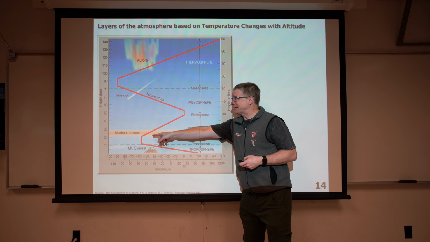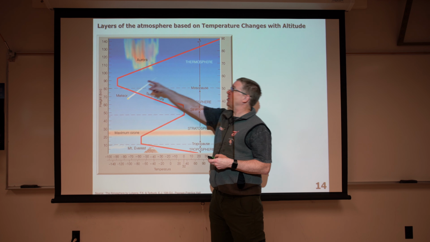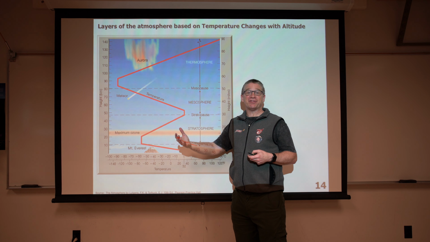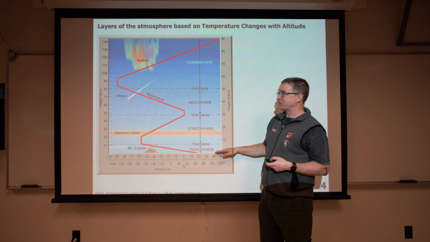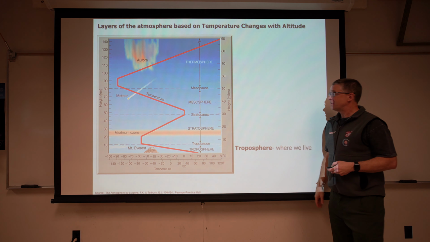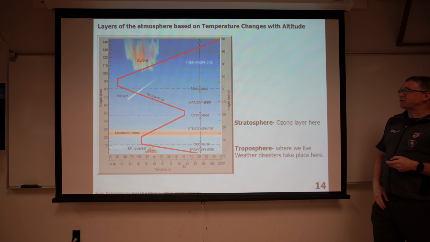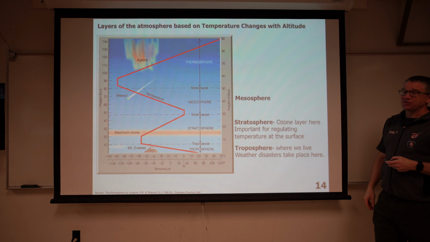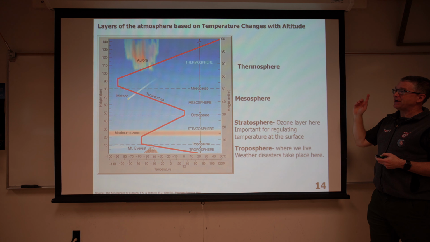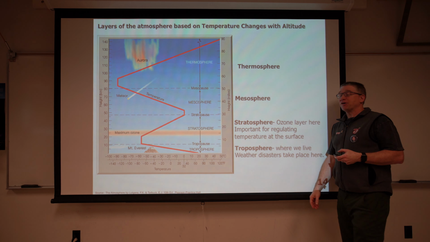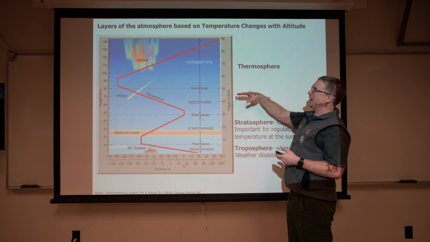But these zigs and zags are the boundaries for different layers of the atmosphere. The bottom layer is what we call the troposphere. The layer above that is called the stratosphere. The layer above that is called the mesosphere. And the layer above that is called the thermosphere. Now, those are just the different layer names.